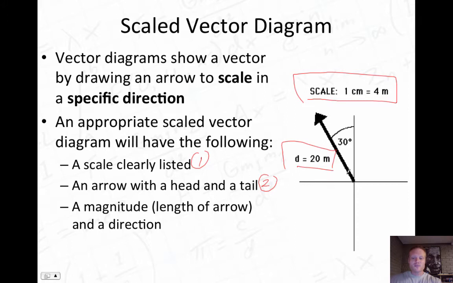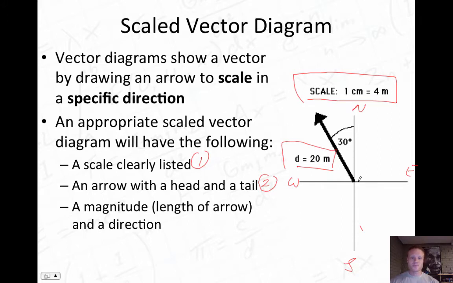And then the direction is, if this is north, and this is south, and this is east, and this is west, well, this vector basically went 30 degrees west of north. So it's 30 degrees west of north. We'll talk about the different ways that you can describe direction in just a second. So this is a scaled diagram.